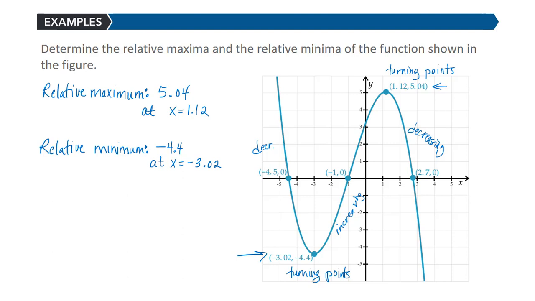So the only two points we were concerned with here were these high and low points, that is the turning points where it changed from decreasing to increasing and vice versa. And then the relative max or min is the y value of those highest or lowest points.